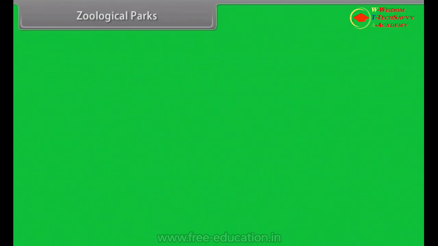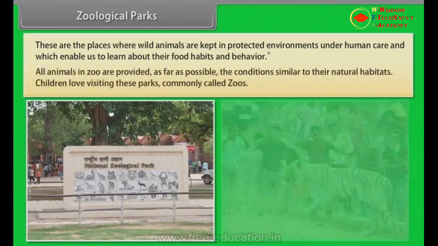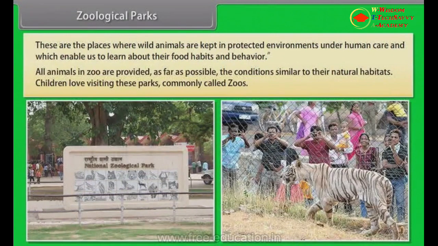Zoological Park: These are the places where wild animals are kept in protected environments under human care, which enable us to learn about their food habits and behavior. All animals in a zoo are provided, as far as possible, the conditions similar to their natural habitats. Children love visiting these parks, commonly called zoos.